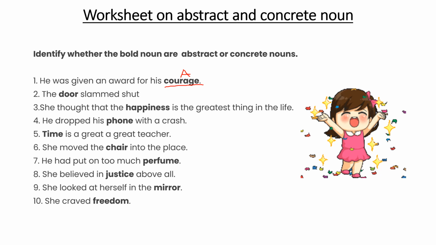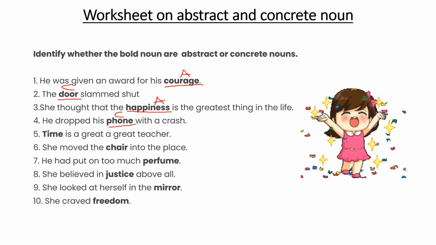A door slammed shut. Now we can perceive the door with our senses, so it's a concrete noun. C is for concrete noun. She thought that happiness is the greatest thing in life. So happiness we can't touch or feel, or perceive, so it's an abstract noun. A is for the abstract noun. He dropped his phone with a crash. Phone is a concrete noun, so we are putting C over the phone.